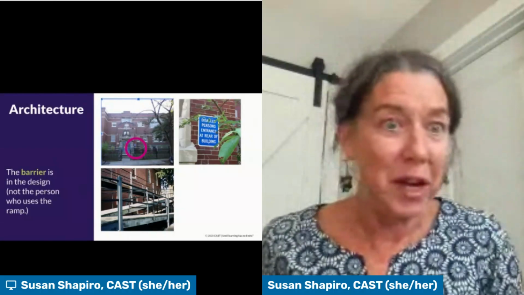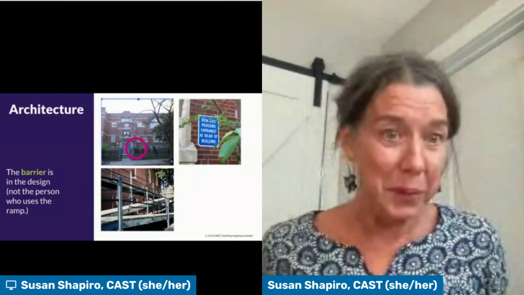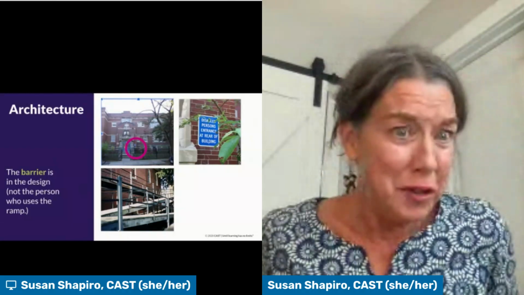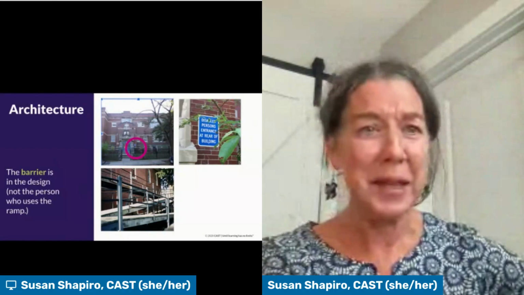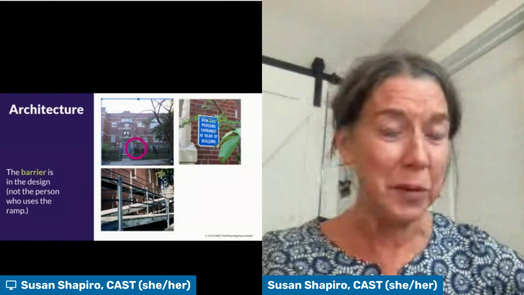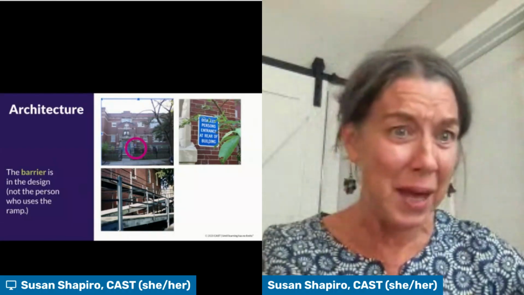They just thought, well, everybody can walk up the stairs. And then, oh, right, we need to think about how other people, who don't walk upstairs or who don't choose to walk upstairs, might get in the building. And they stuck a ramp on the back.